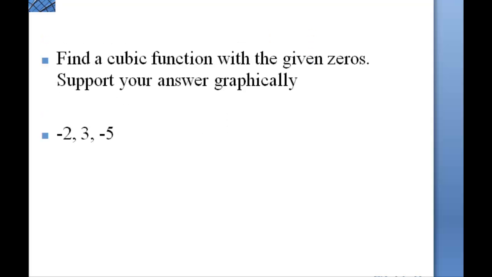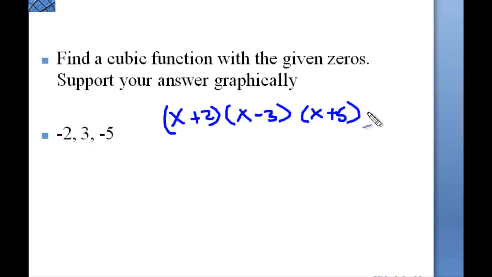One more thing, we can work backwards. If we're going to find a cubic function with given zeros, we can make our equation x plus 2, x minus 3, x plus 5 is equal to 0. This is a cubic function. When we graph it out, all of these would be our zeros. Put it on your calculator and try it.